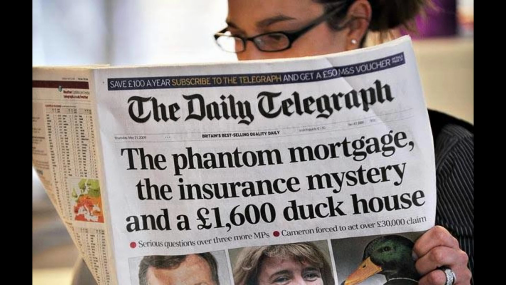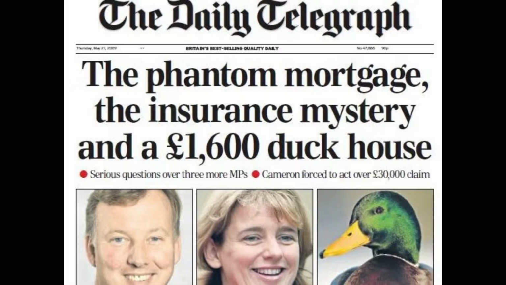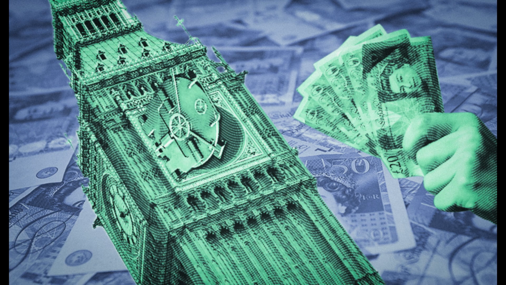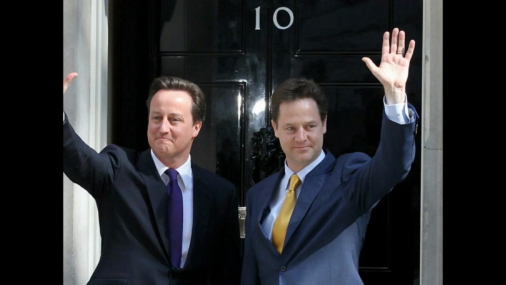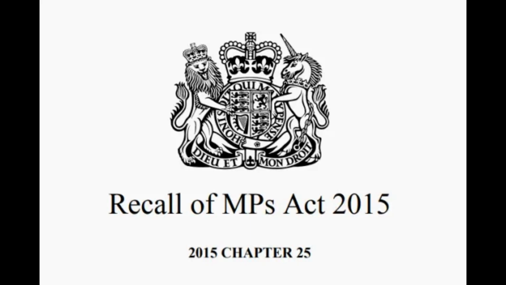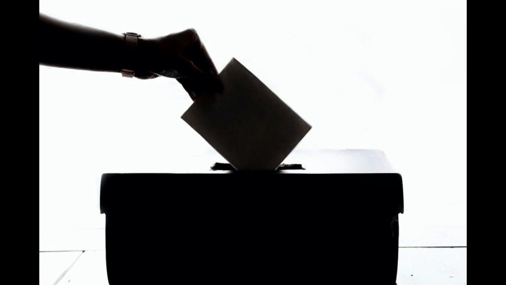The 2009 expenses scandal changed the conversation. MPs were resigning after criminal convictions, but only because they chose to. The 2010 coalition agreement between the Conservatives and the Liberal Democrats committed to introducing a proper recall mechanism. The Recall of MPs Act was introduced by Liberal Democrat leader Nick Clegg in 2014 and took effect in 2016. But here's the key thing: UK voters still cannot initiate a recall themselves.